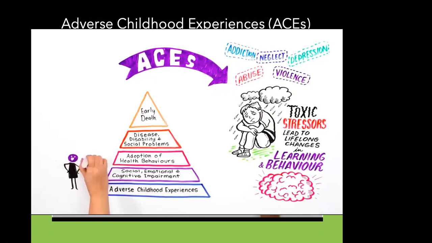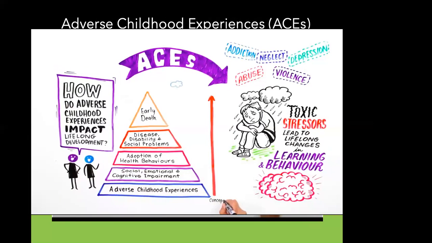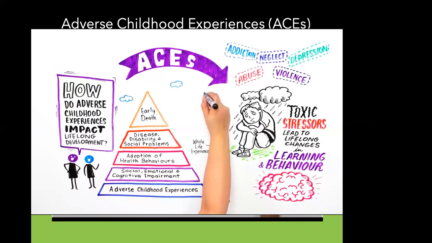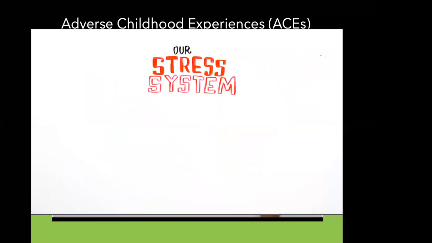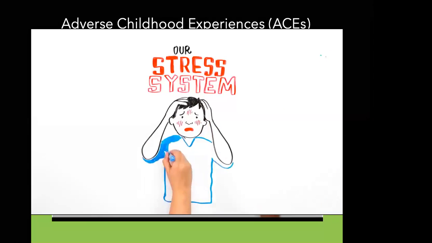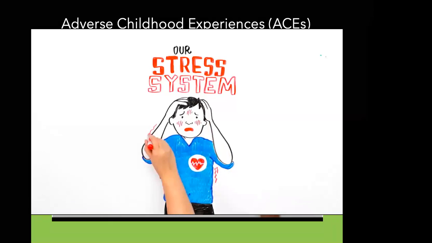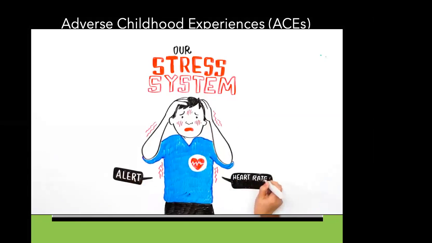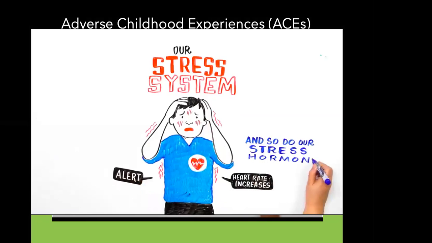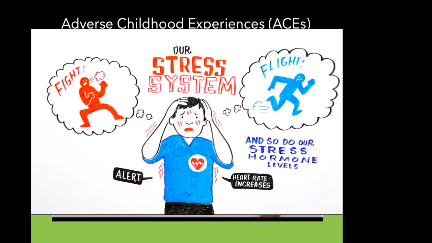The question is, how do adverse childhood experiences impact lifelong development? One of the most important systems in our body is our stress system. It's activated when we experience stress. We become alert, our heart rate increases, and so do our stress hormone levels, cortisol and adrenaline. Our body is ready to react, what is known as fight or flight.